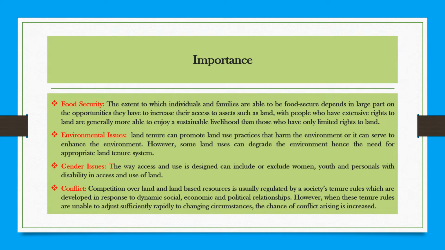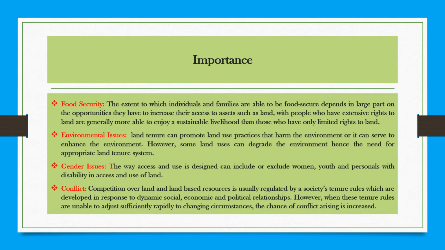But the land tenure system also becomes handy because of issues of inclusion. There are certain tenure systems that exclude certain categories of members of society. Some of them might exclude women, they might exclude youth, or they might exclude persons with disability. And it's on this basis that the issue of land tenure system becomes important.